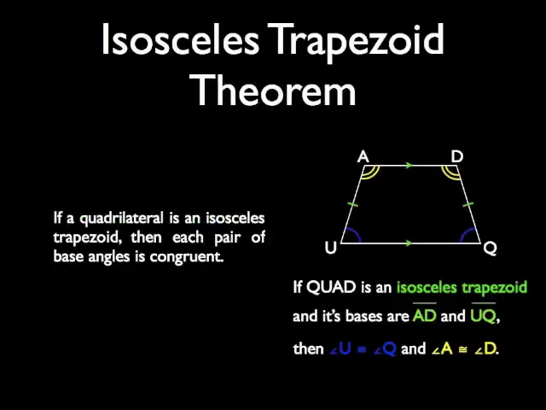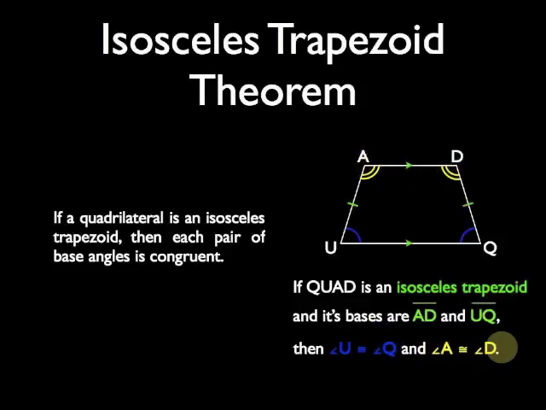Which brings us to our first theorem, the Isosceles Trapezoid Theorem. If a quadrilateral is an isosceles trapezoid, and you will notice that we have a pair of parallel sides, and the legs are congruent, then each pair of base angles is congruent. So you'll notice that angle U and angle Q are one pair of base angles, so they are congruent. And angle A and angle D are another pair of base angles, so they are congruent.